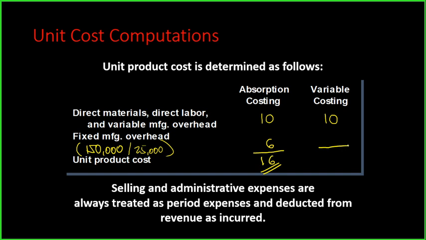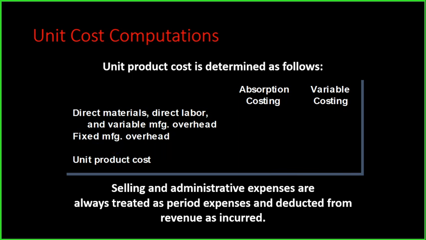While under variable costing, the fixed manufacturing overhead will be treated as an expense. So it is not included in the unit cost. This will be blank or 0. Therefore, the unit cost under variable costing will be 10 per unit. So, sir, what about the selling and administrative expenses? Take note, they are treated as a period expense. Therefore, they are not considered in the computation of unit cost.